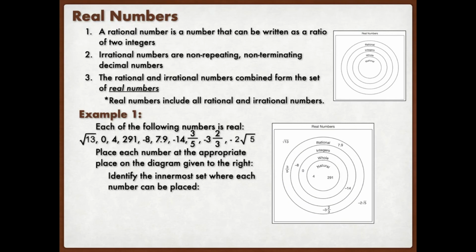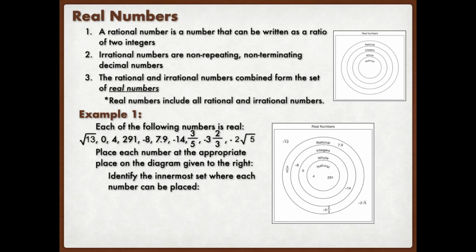Here's an example. Each of the following numbers are real numbers, but they're all different types of real numbers. Go ahead and place each number at the appropriate place of the diagram to the right. So here we have the square root of 13. The square root of 13 is not a rational, integer, whole number, or natural number. So the square root of 13 is a real number, but it would be outside of those separate four.